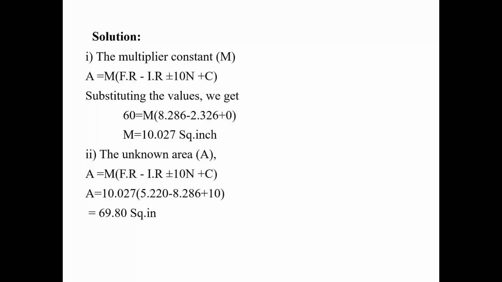Earlier, the m we found in the first part, we use here: m equals 10.027, FR is 5.220, minus initial reading 8.286, plus n is 1, plus 10, that equals the area, which equals 69.80 square inches. This problem was asked in the June 2012 paper for 8 marks.